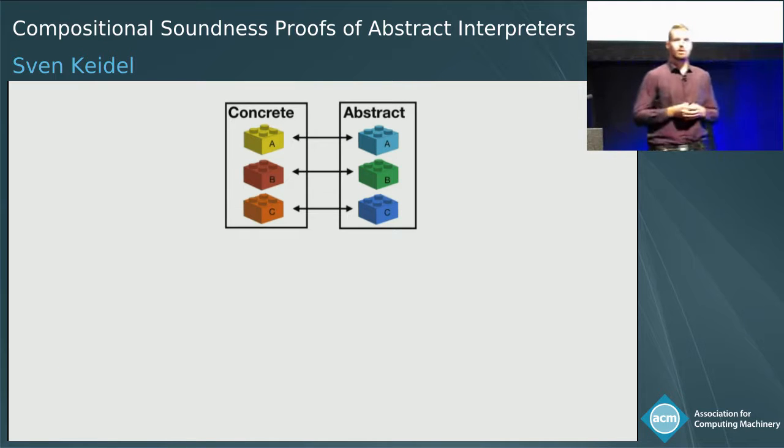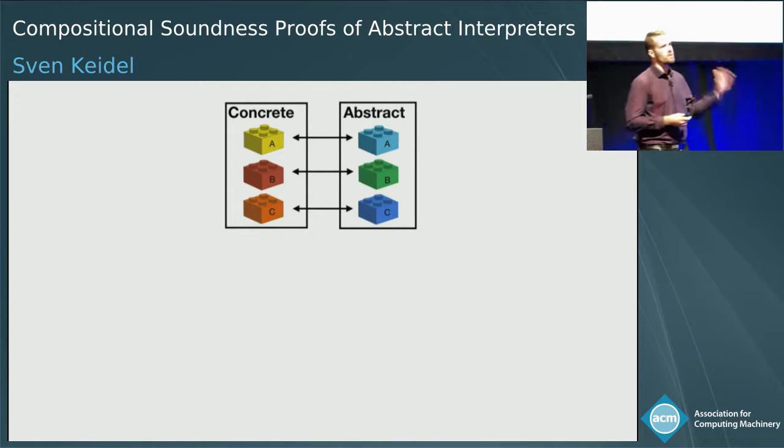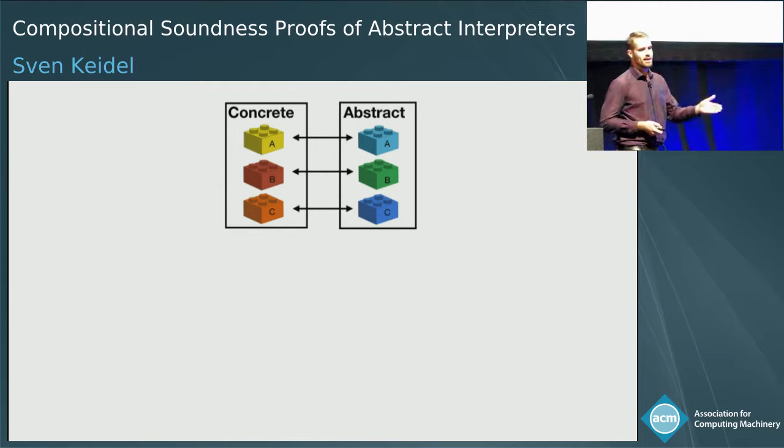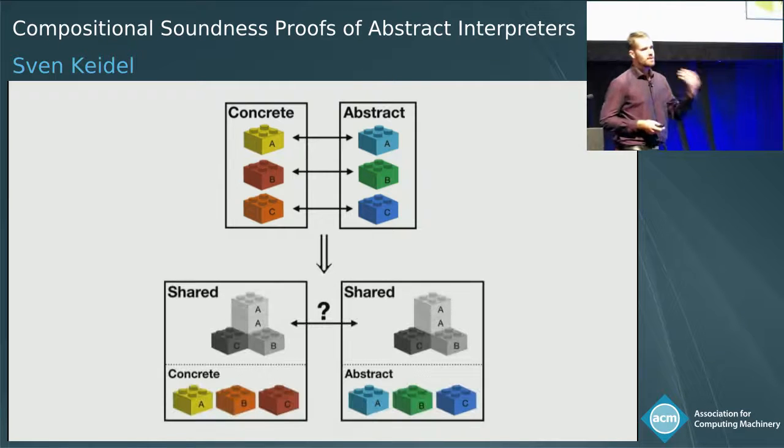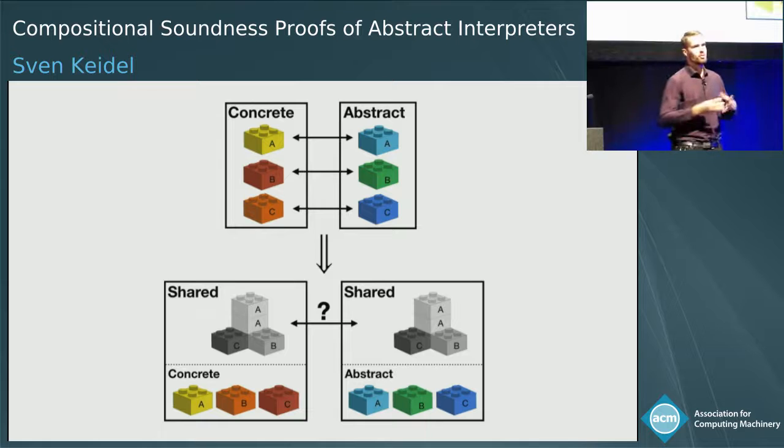So let's say now we are in a position where we have actually proven these instances sound. So we have proven one soundness lemma for each of the operations. Are we done now? No, not quite. What we actually want to know is if we can take these soundness lemmas and compose their proof into a proof of the entire analysis. This is what we actually want to know: is the complete analysis sound?